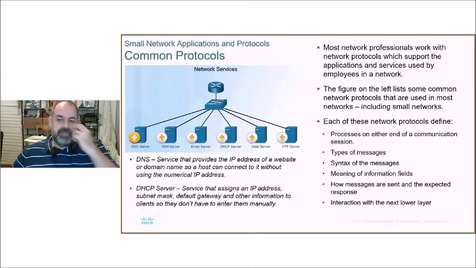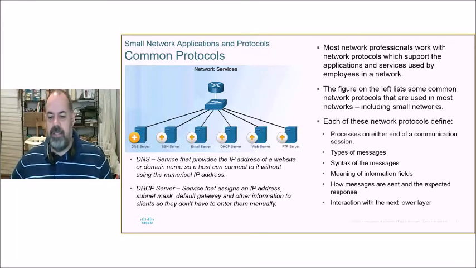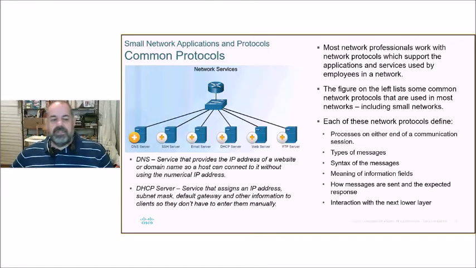So the figure on the left lists some common network protocols that are used in most networks, including small networks. Each of these network protocols defines processes on either end of the communication session, types of messages, syntax of the messages, meaning of information fields, how messages are sent and the expected response, and interaction with the next lower level. So we've spoken about DNS and DHCP. Of course, there's SSH, email, web, FTP, and the like.